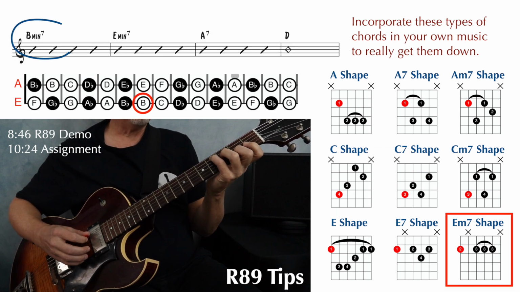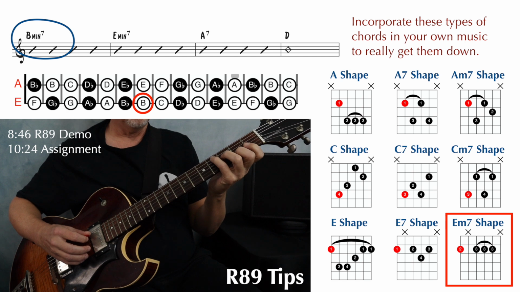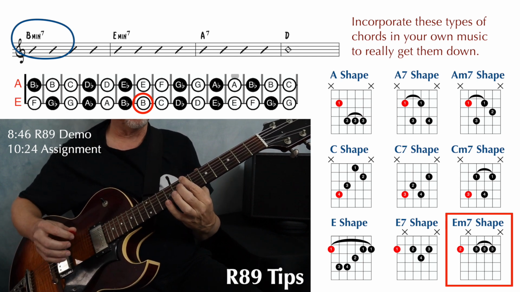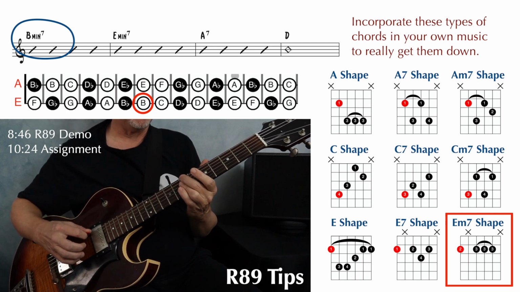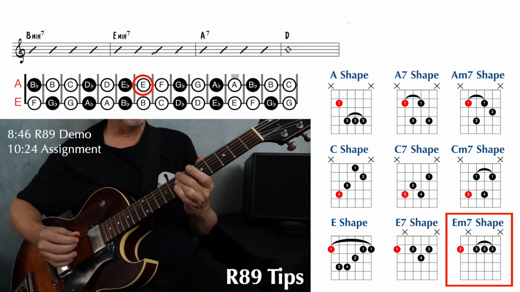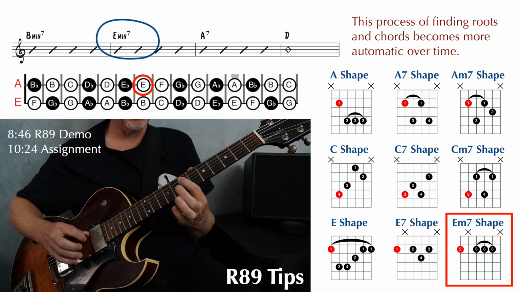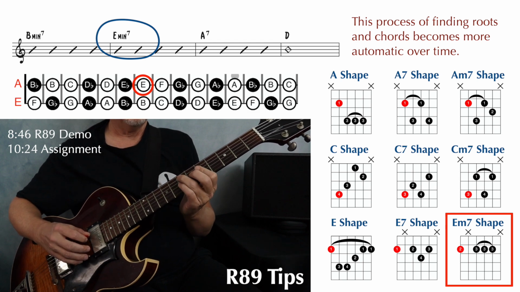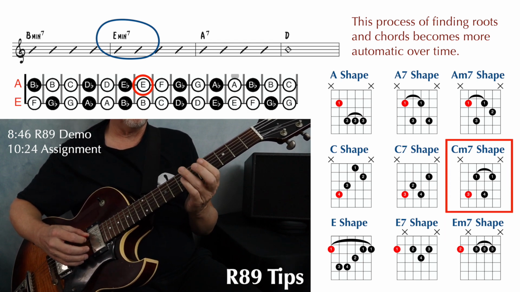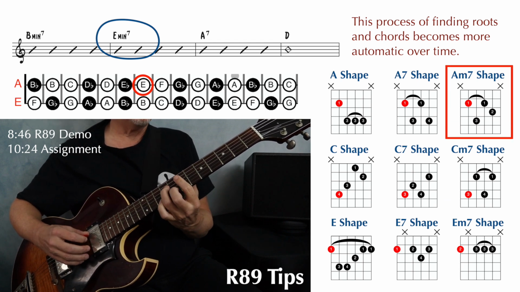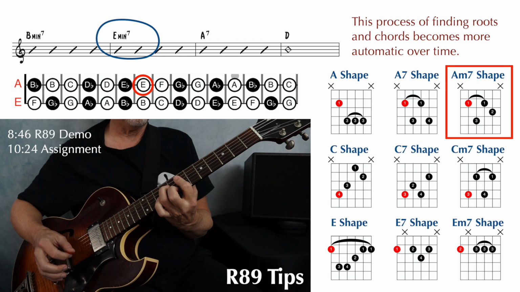And then we have a B minor 7. So I'm going to play this B minor 7 at the 7th fret on the 6th string with the E minor 7 shape. Then we have an E minor 7. The closest E to that is also at the 7th fret on the 5th string. I'm going to play the C minor 7 shape. You may have guessed by now that I like this shape quite a bit. But you could play the A minor 7 shape, no problem.